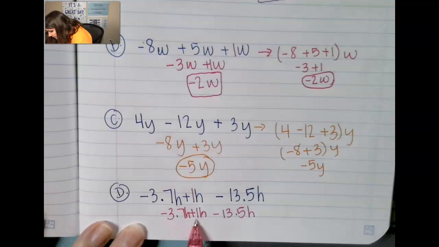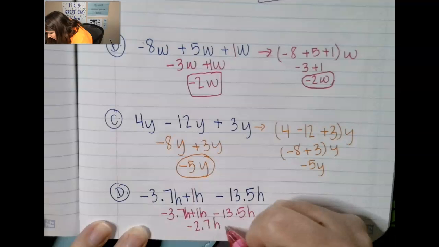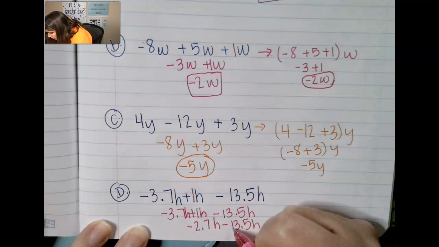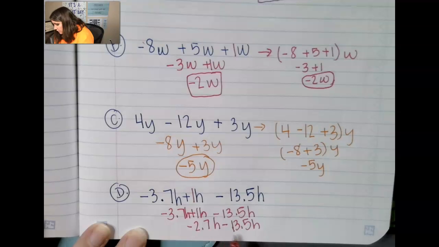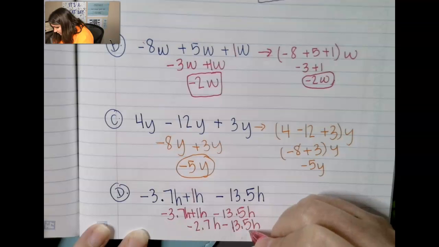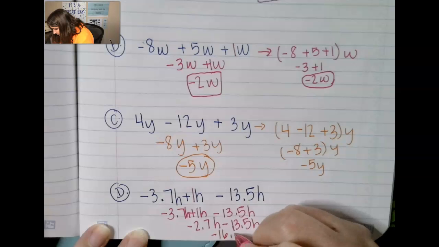So these two here, negative 3.7 plus 1 is negative 2.7h minus 13.5h. So I had negative 2.7 and I removed another 13.5 h's. Oh my goodness. So negative 2.7 and 13.5, so that's negative 16.2h.